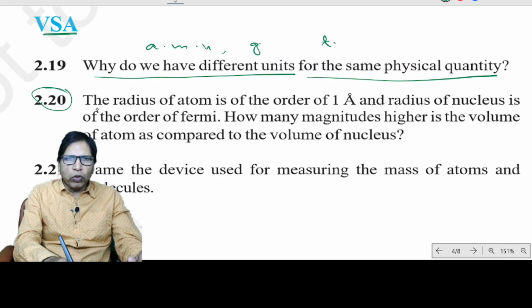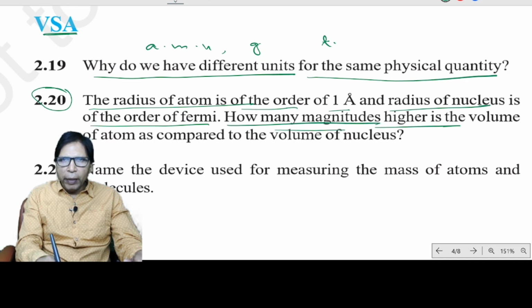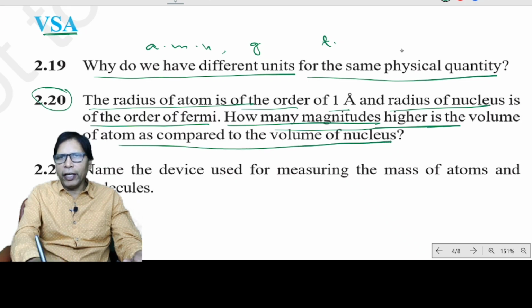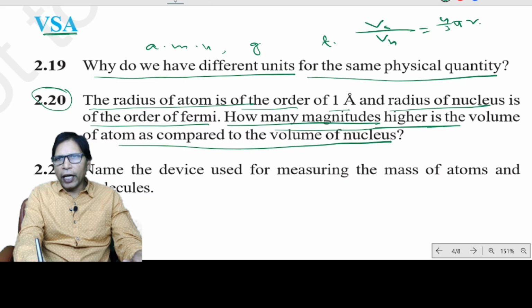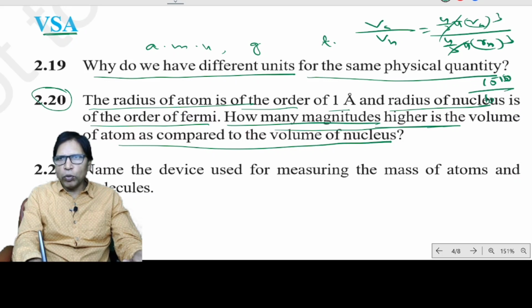Now 2.20. The radius of an atom is of the order of 1 angstrom. How many orders of magnitude higher is the volume of the atom as compared to the volume of the nucleus? Now volume of atom by volume of nucleus is 4/3 pi R atom whole cube divided by 4/3 pi R nucleus cube. Now this and this cancel out. So look at this, 10 to the power minus 10 by 10 to the power minus 15 whole cube. So this is 10 to the power 15.